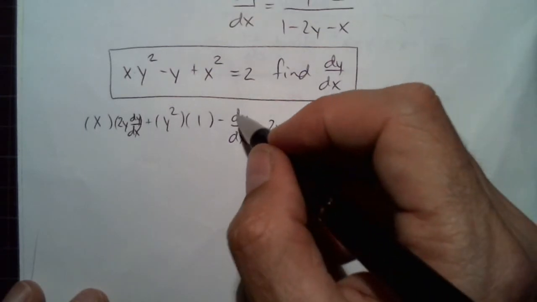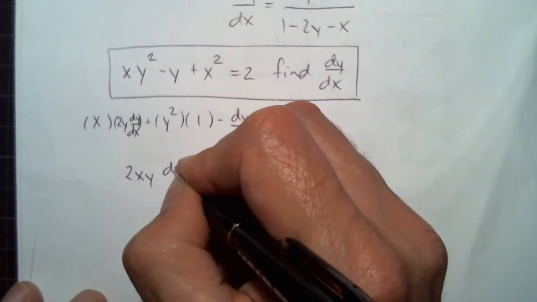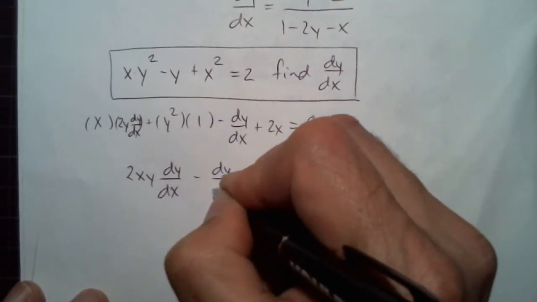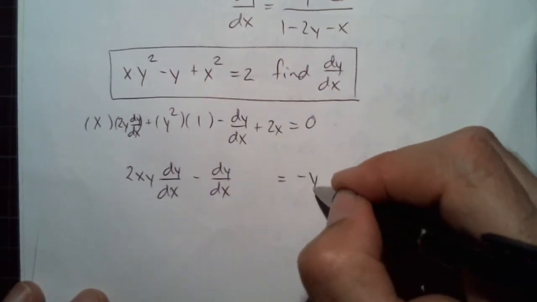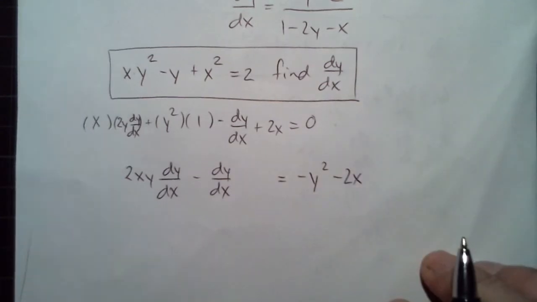Let's keep everything with the dy dx on the left. 2xy dy dx minus dy dx. And then we'll subtract this. Subtract that.